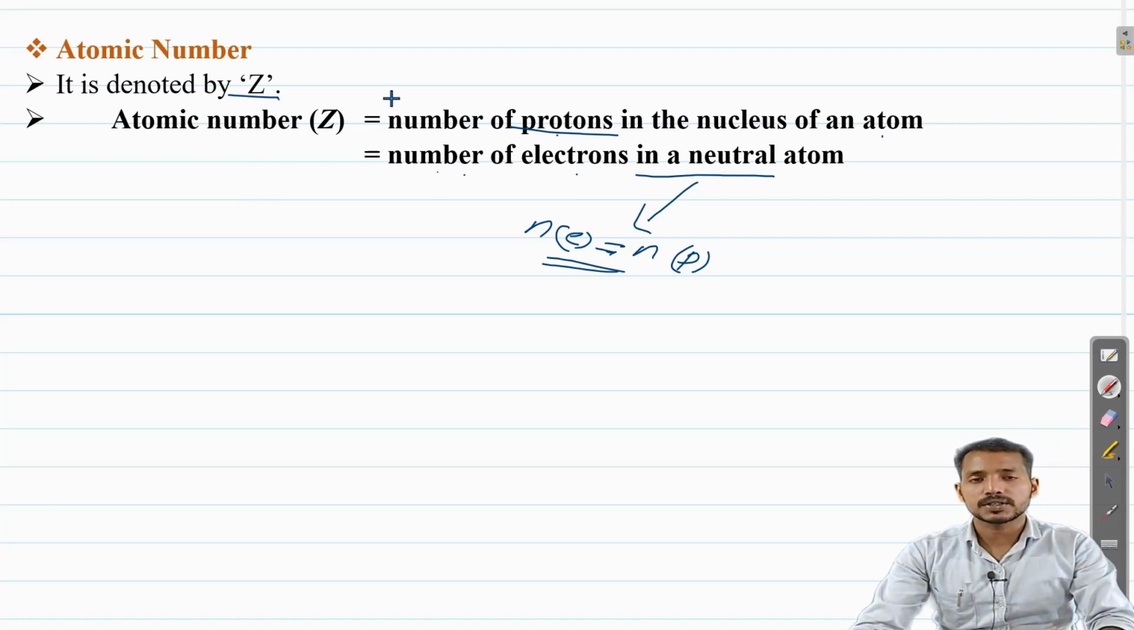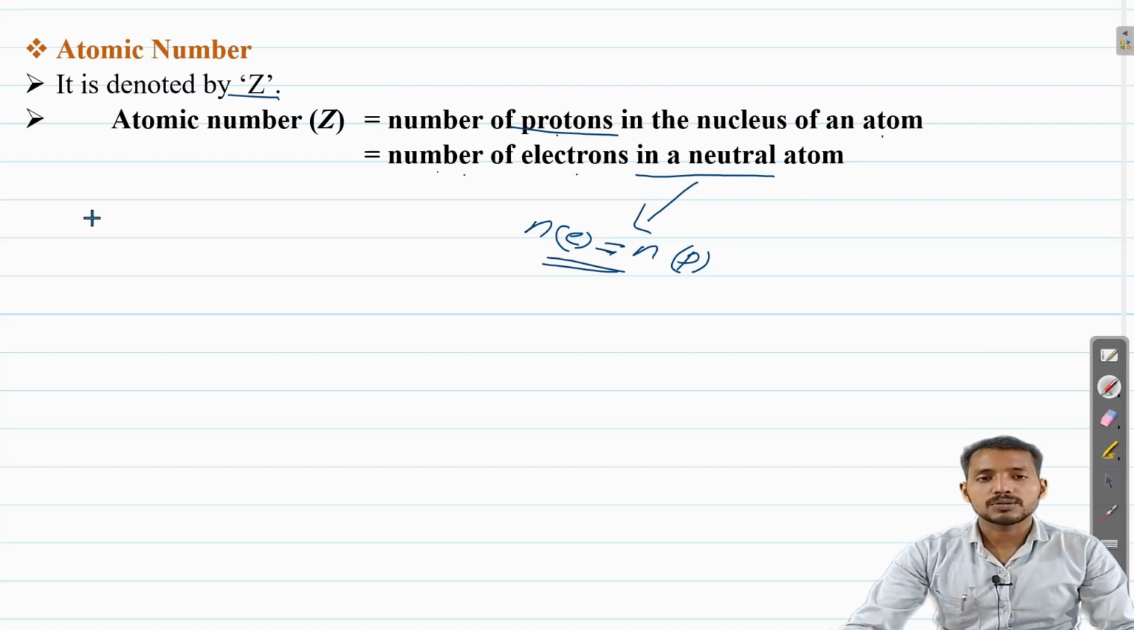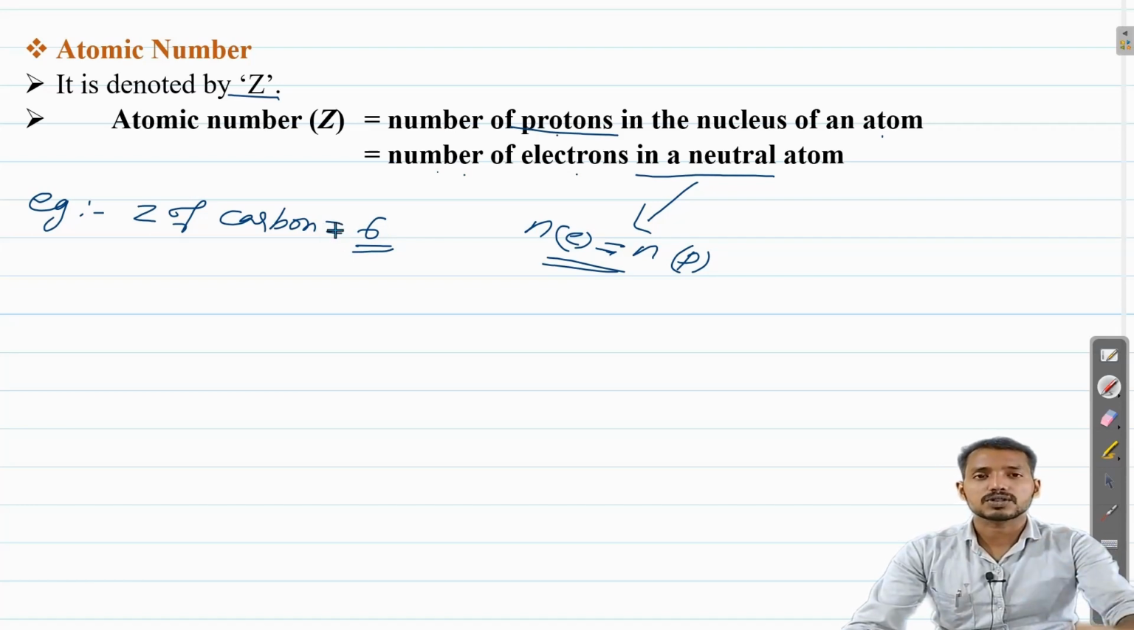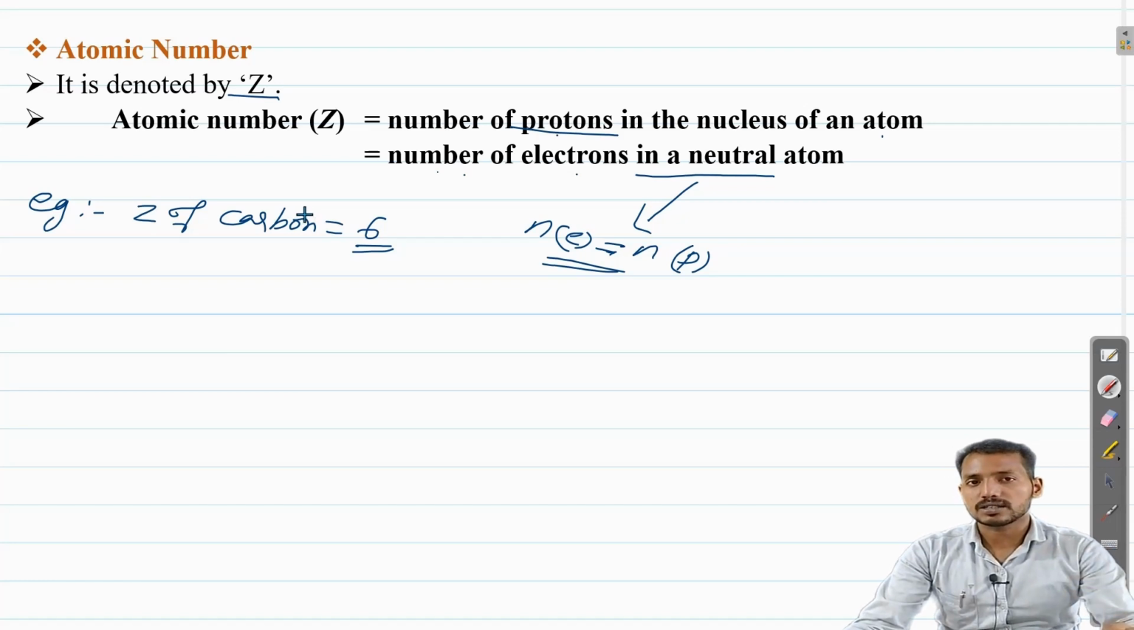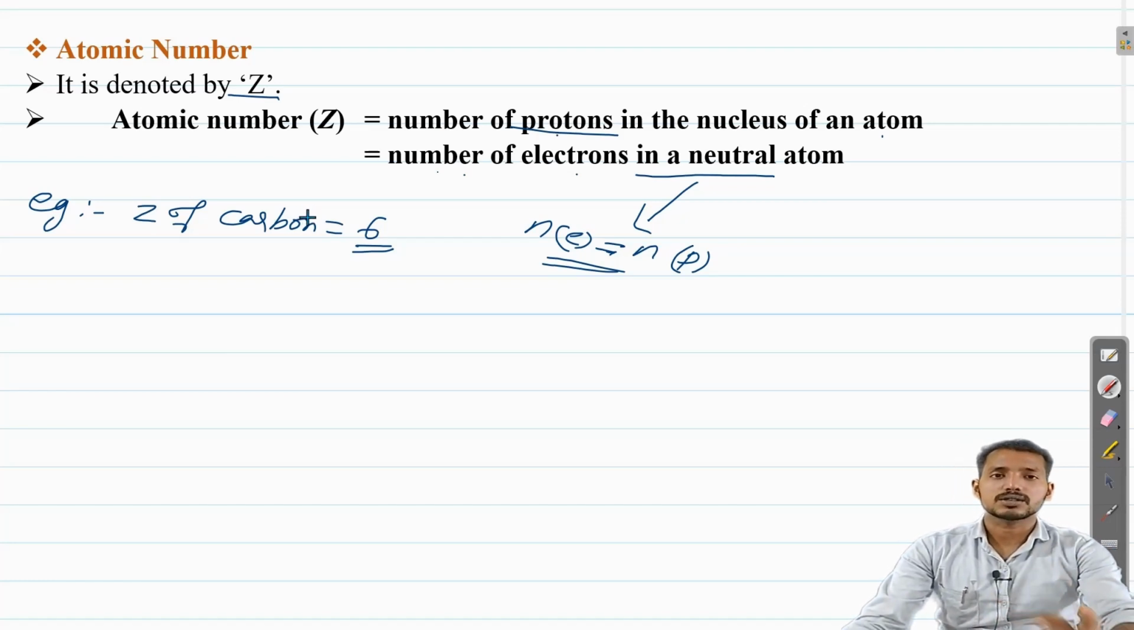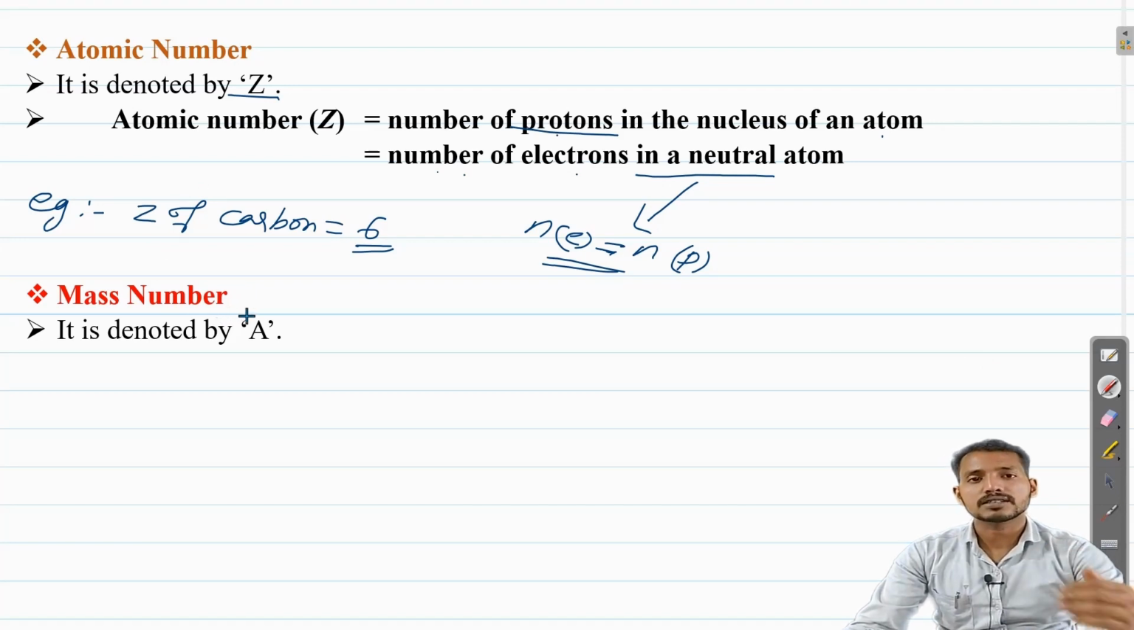If you take a particular element, then all the atoms of the element have the same atomic number. For example, if you take carbon, the atomic number of carbon is equal to 6, because there are 6 protons present in the carbon atom. If we take carbon from wherever in the world, it will have 6 protons in the nucleus. Because of that, its atomic number is 6. The next parameter is mass number.